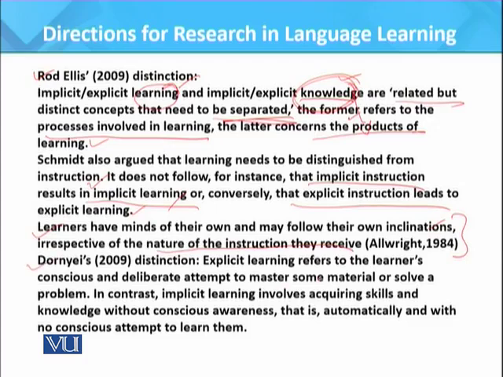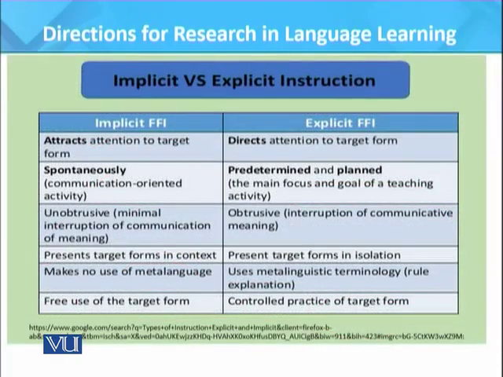Dornyei says explicit learning refers to learners' conscious and deliberate attempt to master some material or solve a problem. So when we say explicit, you see the deliberate effort required on the part of the learner. In contrast, implicit learning involves acquiring skills and knowledge without conscious awareness, that is, automatically. So in implicit learning skills are acquired automatically, whereas in conscious or deliberate learning, you are referring to explicit learning.